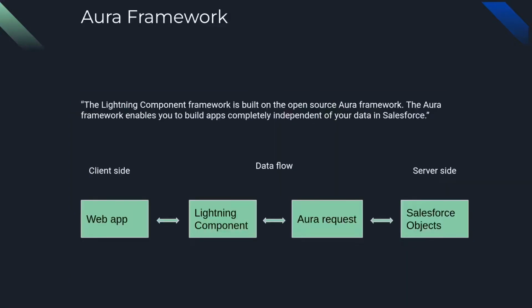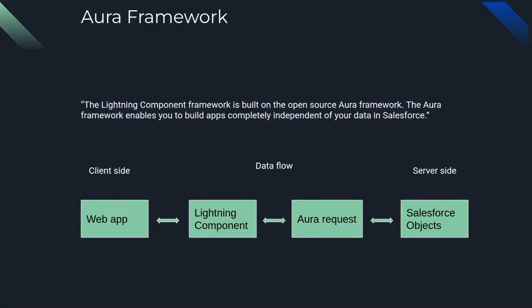Moving on to the Aura framework. The Aura framework basically is used by Lightning components to send data to Salesforce and back to the actual Lightning component, and then that data is displayed through the web app. So you can think of web apps being client side, and web apps have embedded Lightning components, and the data flows from the Lightning component via Aura request to the server-side Salesforce objects.